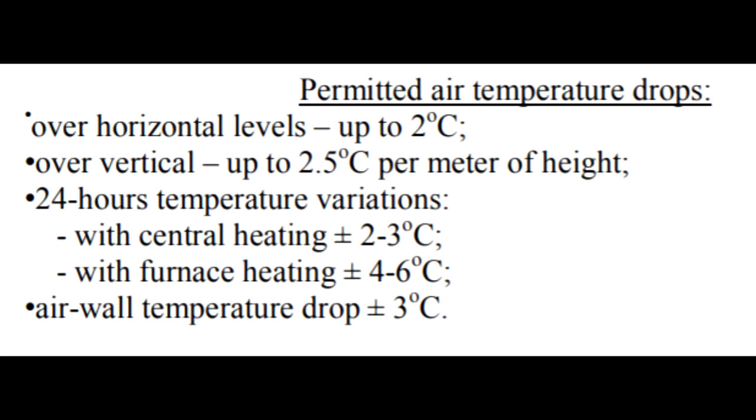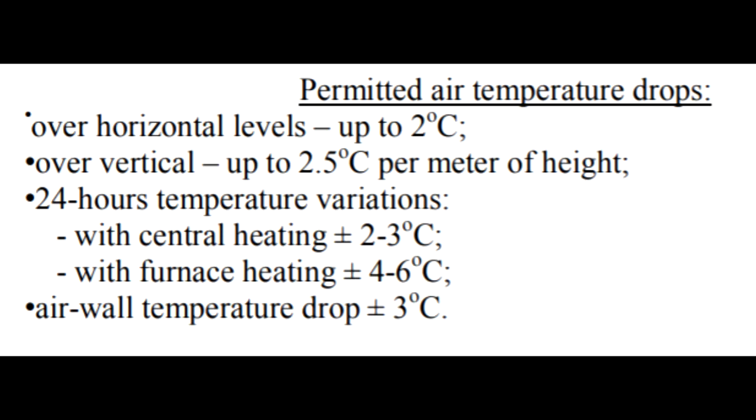Central heating variation can be 2 to 3 degrees, furnace heating can be 4 to 6 degrees, air wall temperature drops can be 3 degrees, over horizontal levels can be up to 2 degrees, and over vertical could be up to 2.5 Celsius per meter of height.